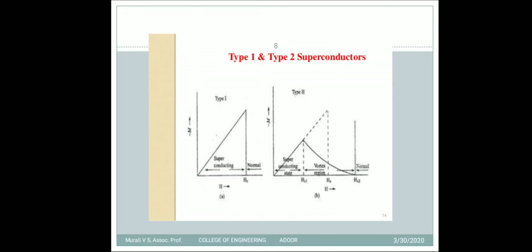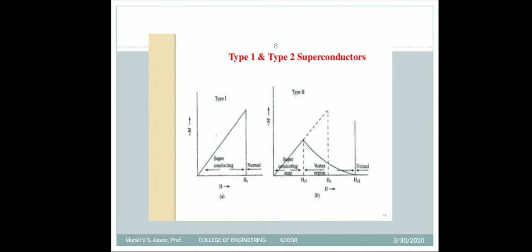In type 1 material, initially the applied field is equally opposed by the magnetic field developed within the material, that is the intensity of magnetization, and when it reaches Hc, the intensity of magnetization suddenly falls to 0. That means there is no opposition to the applied field, so the external field will equally pass through the material, that is the material becomes a normal conductor.